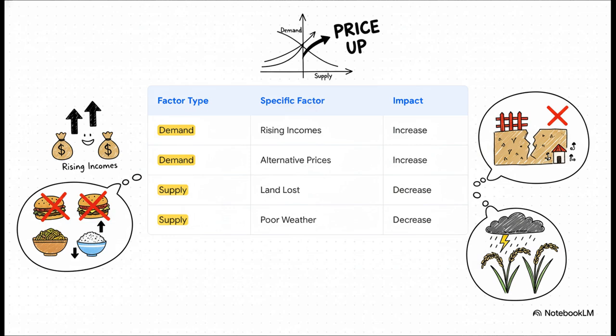Now let's actually apply this stuff. Activity 17.2 gives us a perfect real-world scenario with rising rice prices. This table breaks down exactly why. Look what's happening on the demand side. Things like rising incomes are shifting the whole demand curve to the right. But at the same time, on the supply side, things like losing farmland are shifting the supply curve to the left. So when you have demand going up and supply going down simultaneously, the effect on that equilibrium price is huge. It gets pushed way higher.